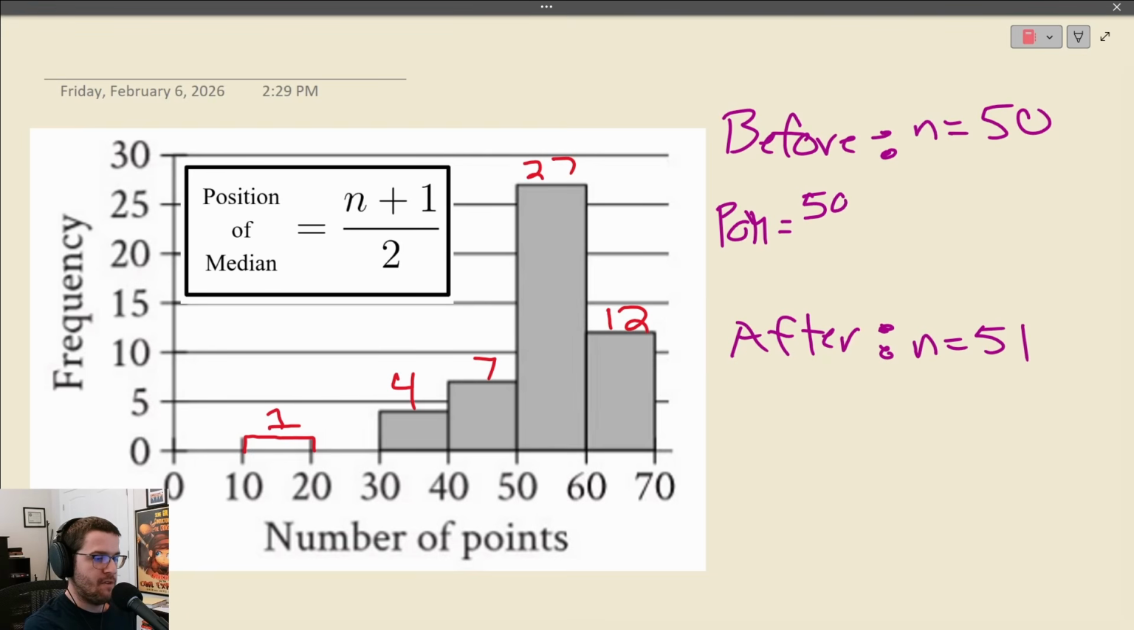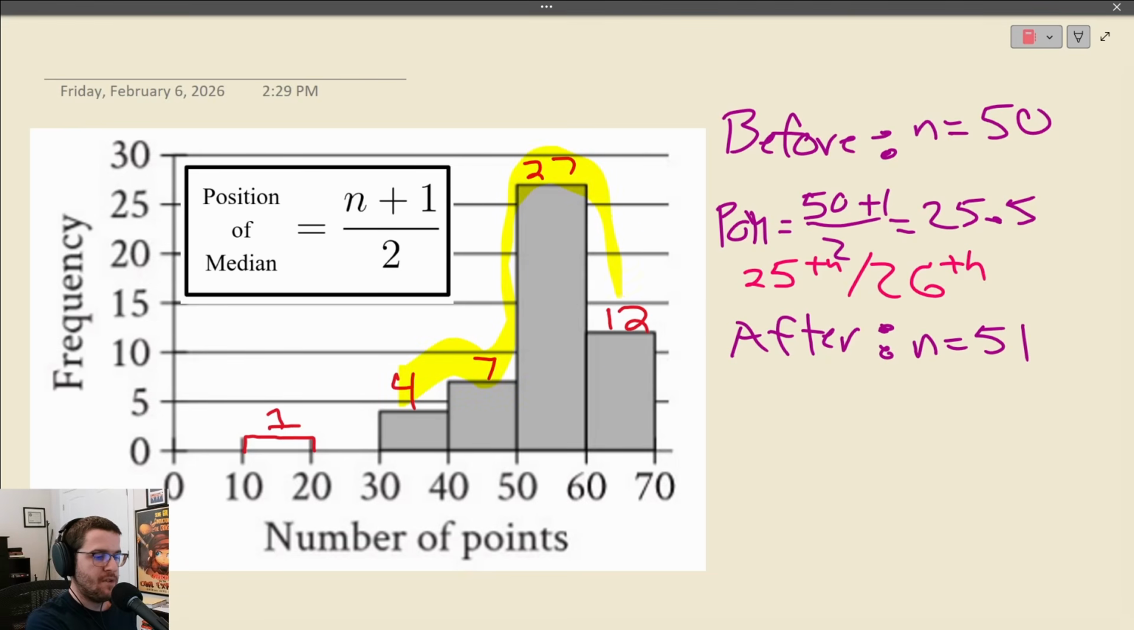We're going to do 50 plus 1 over 2. And that is giving me 25.5, which is in between 25 and 26 on the number line. So for the before part of the problem, we're looking for the 25th and 26th value. Now we're going to cumulatively add the frequencies until we hit 25 or 26.